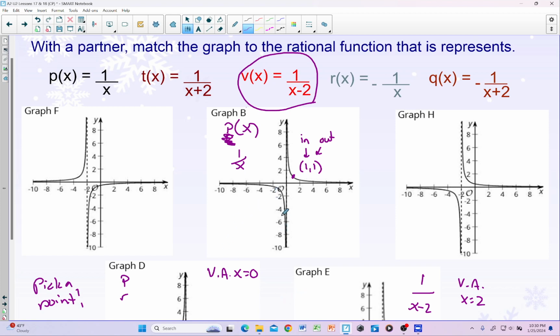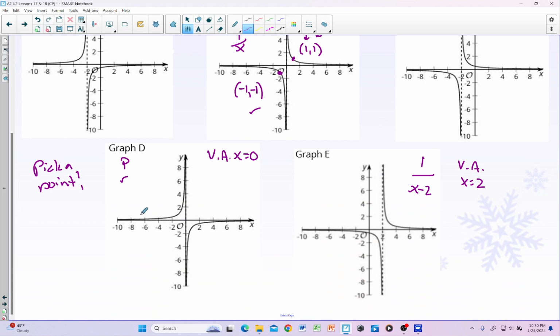But what about these points here? How would these points work? Let's pick the opposite point, negative 1, negative 1. What would I get if I plugged negative 1 in for x? 1 divided by negative 1 is negative 1. It works. Likewise, that means this one must be negative 1 over x.